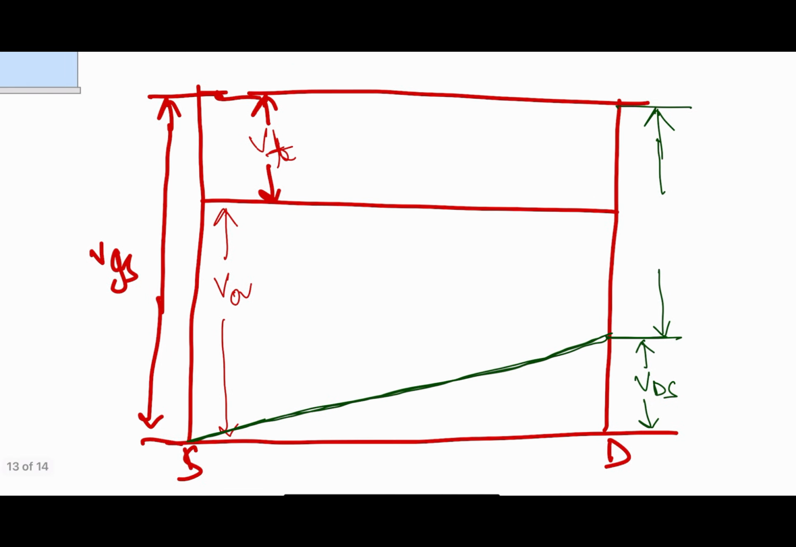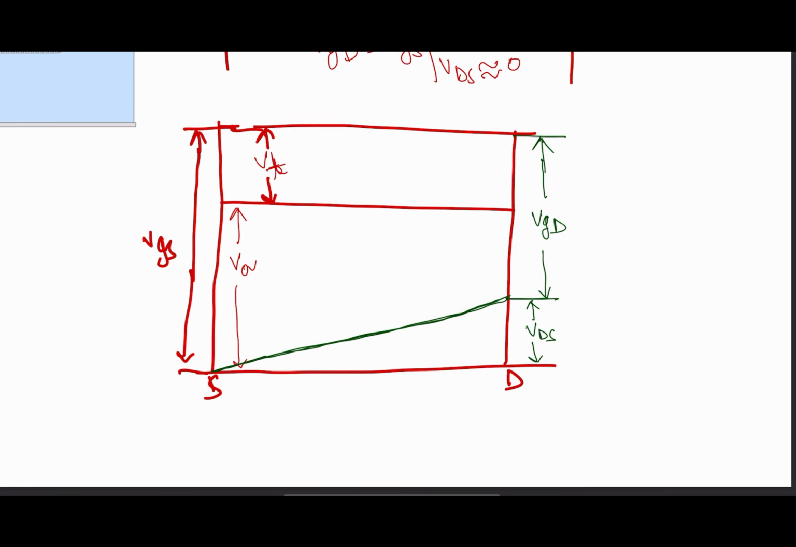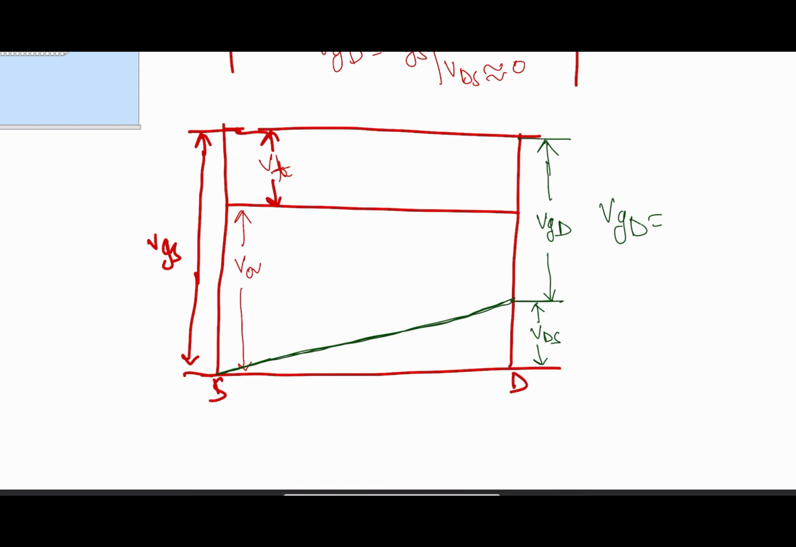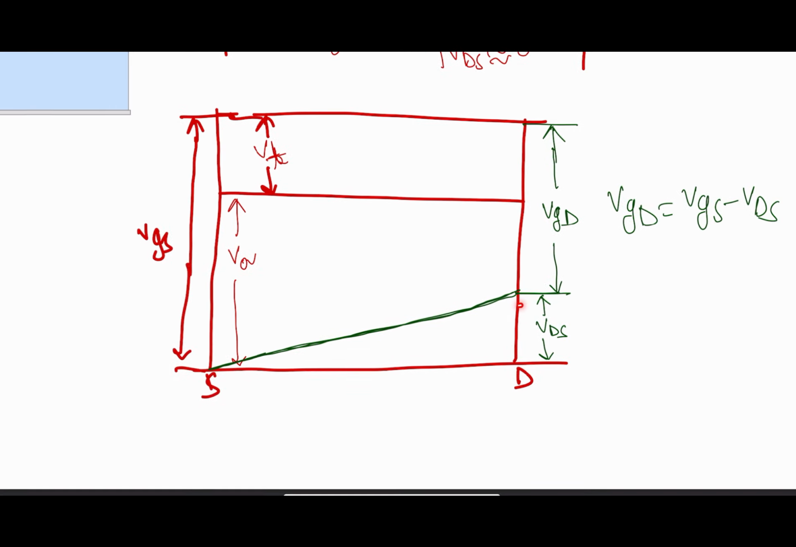This will be the VGD. Why? VGD is equal to, from here you can see, VGS minus VDS. From here to here is the VGS, and from here to here is the VDS. So this much will be VGS minus VDS.